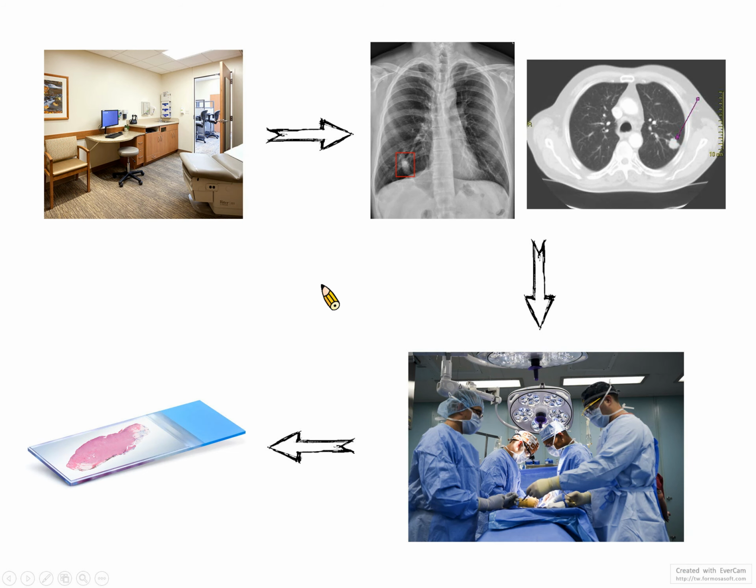So let's review the whole process, okay? When a patient comes to your clinic, you need to do imaging studies. Then in this case, you find that there's a tumor in the lung. Then you do a surgical procedure to extract a small part of the tissue to determine whether it is a benign tumor or a cancerous tumor.